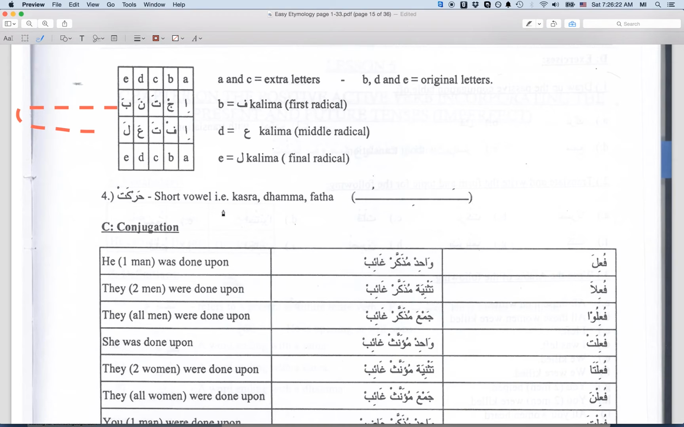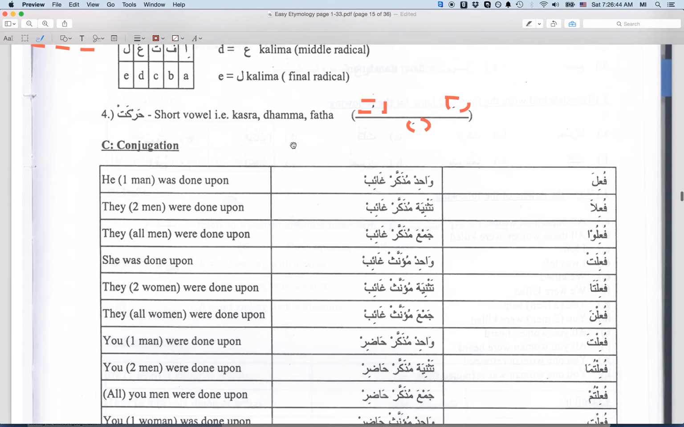Harakat, short vowels: kasra, dhamma, fatha. So these diacritics on top of letters are called harakat. This one is fatha, this one at the bottom is kasra, and this one at the top left is dhamma.